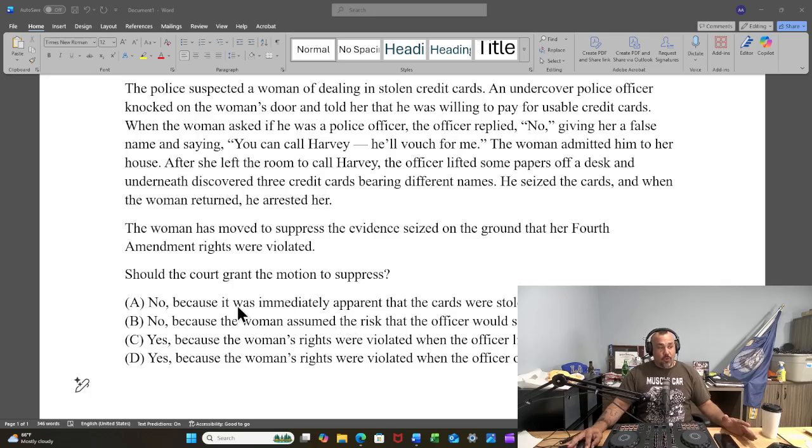However, before he had a chance to even look at the cards, he had already violated her rights when he lifted the papers. So before he even looked at the credit cards or even saw them or noticed them, the fact that he did a search under the papers is where the violation occurred. It occurred right at the moment he lifted those papers off the desk. So, it doesn't matter that it was immediately apparent that the cards were stolen at that point.